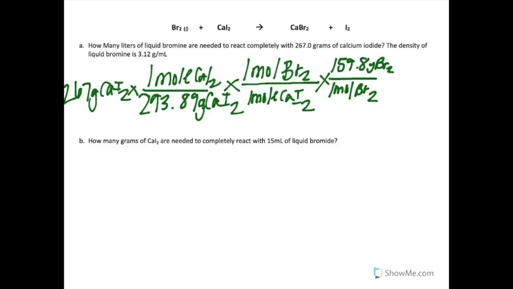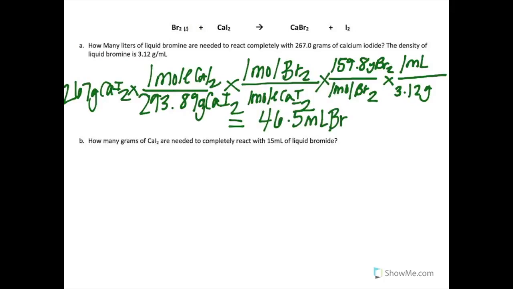Now that we have the grams, lastly, we can use the density to calculate the milliliters of liquid bromine. So on the bottom, we have grams, so we want to keep grams on the bottom. So 3.12 grams on the bottom, and on top, it will be 1 milliliter. Okay, so now that we have all of that written out, let's figure out what the final calculation is. So the final calculation comes out to be 46.5 milliliters of liquid bromine.